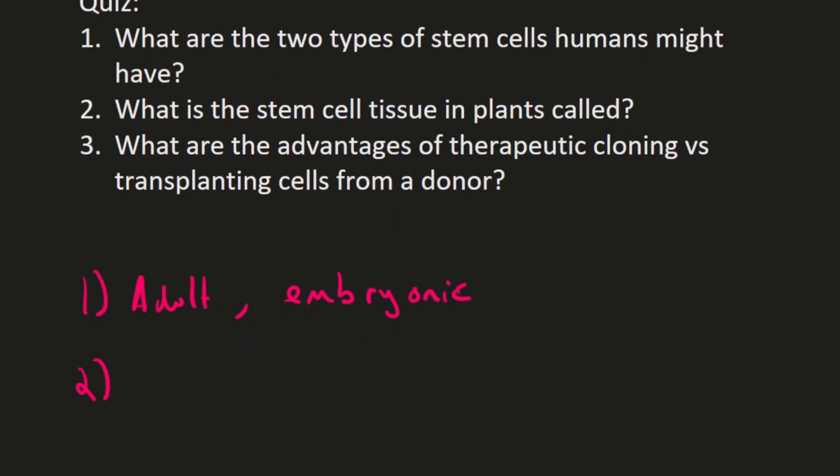Number 2, what is the stem cell tissue in plants called? So this is called meristem tissue. So hopefully you got that.